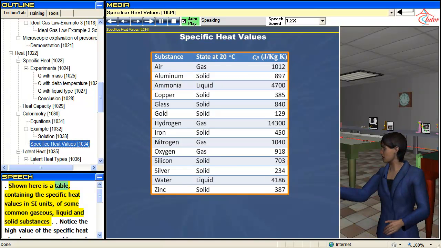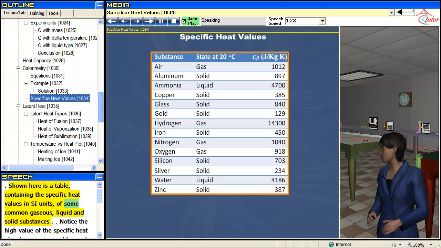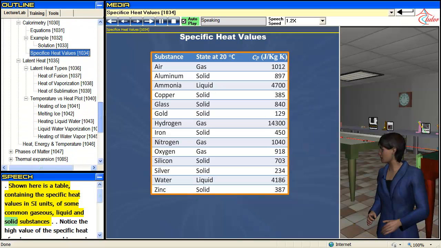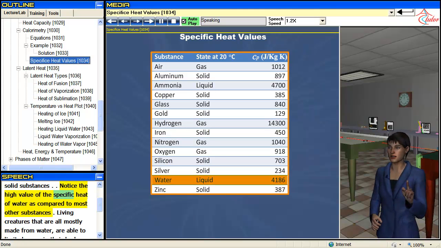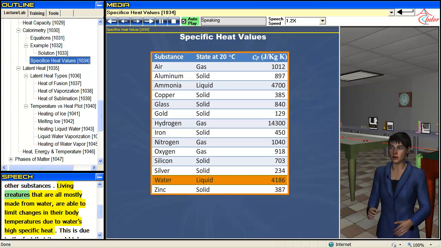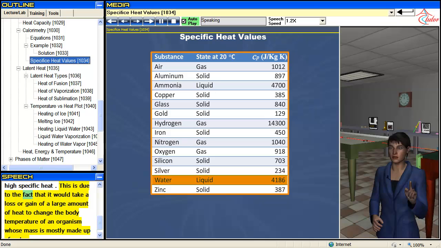Shown here is a table containing the specific heat values in SI units of some common gaseous, liquid and solid substances. Notice the high value of the specific heat of water as compared to most other substances. Living creatures that are mostly made from water are able to limit changes in their body temperatures due to water's high specific heat. This is due to the fact that it would take a loss or gain of a large amount of heat to change the body temperature of an organism whose mass is mostly made up of water.